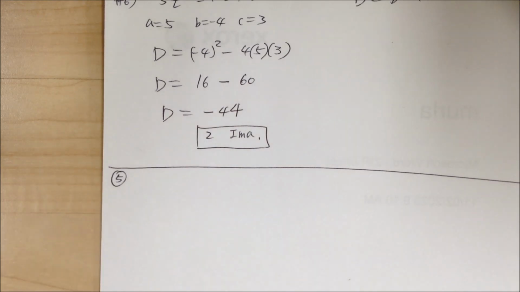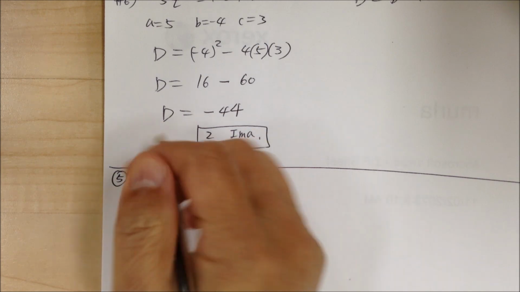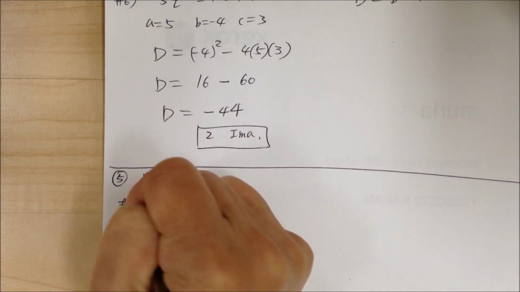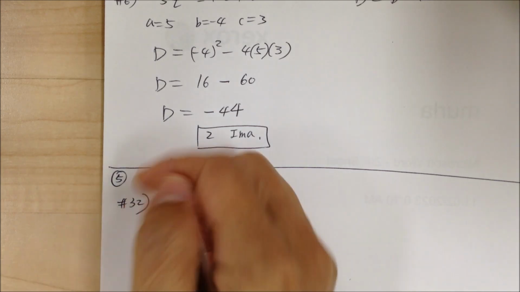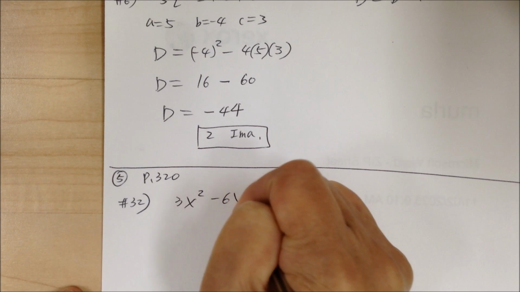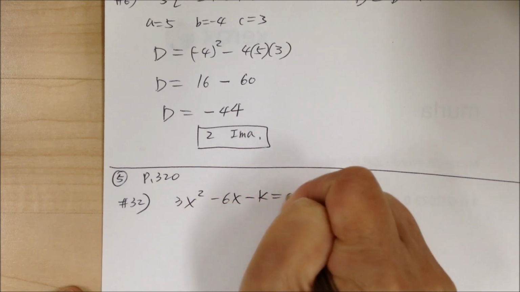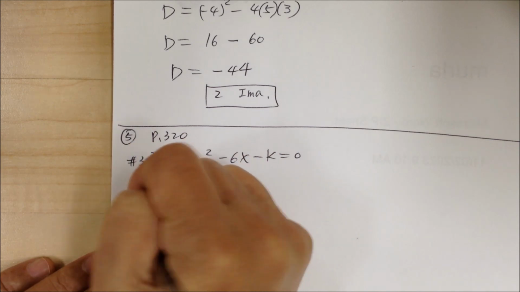Okay, number 5 on the list. Again, it's from page 320, and let's go and do number 32. So you got 3x squared minus 6x minus k equal to 0. Okay, so let's go and do part A.